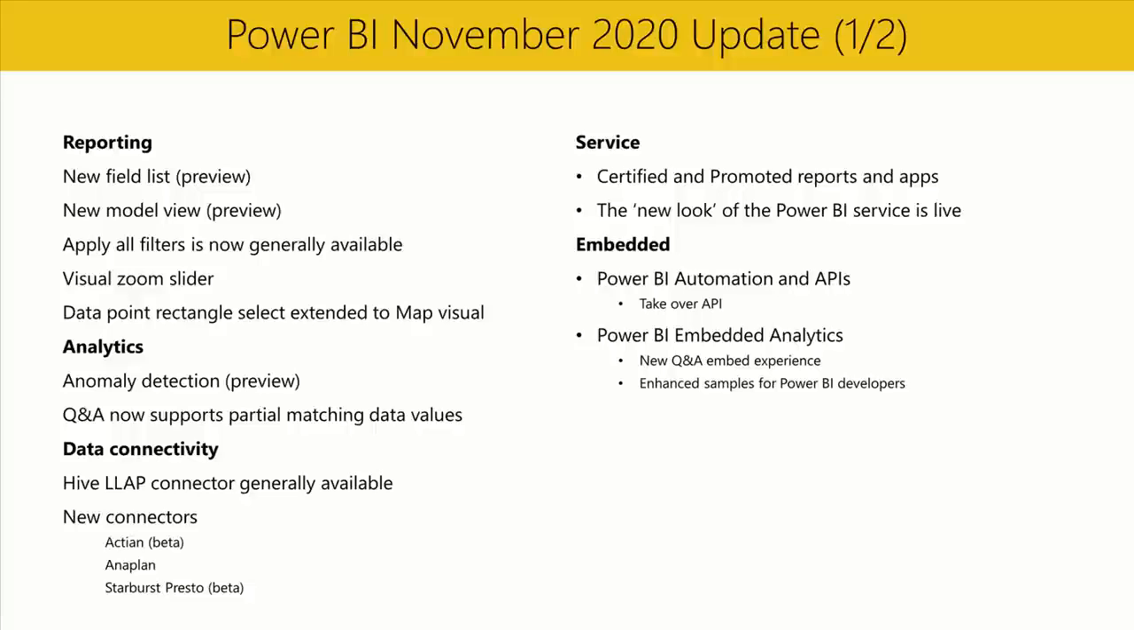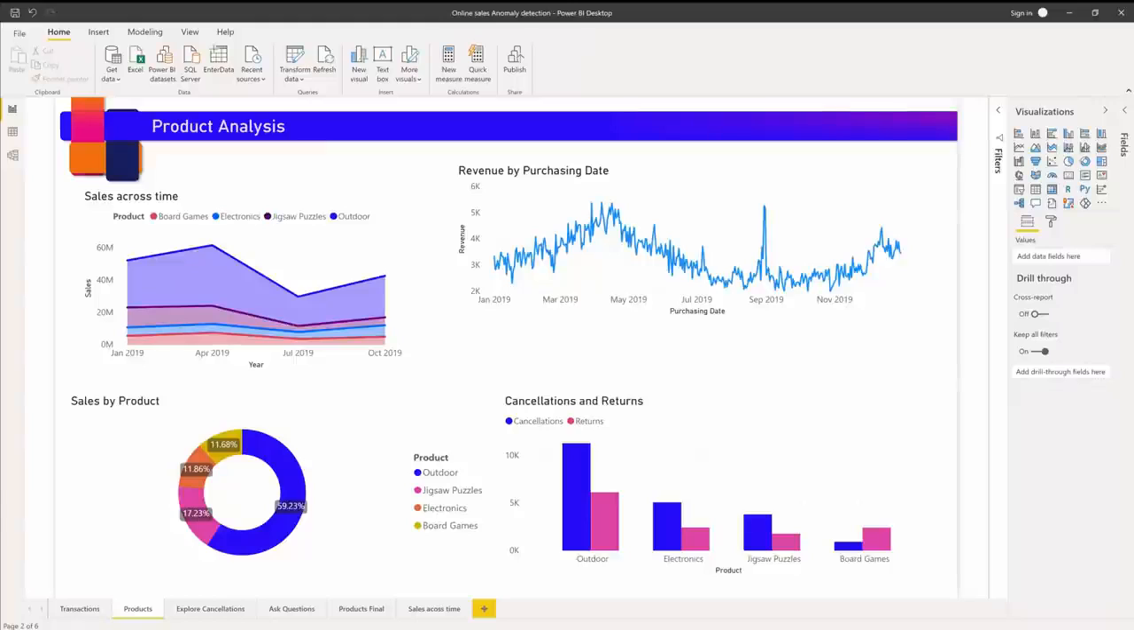Anomaly Detection helps you to enhance your line charts by automatically detecting anomalies in your time series data. It also provides explanations for the anomalies to help you with root cause analysis. Ansi will take us through this feature.